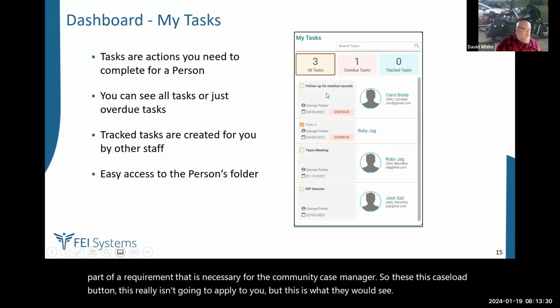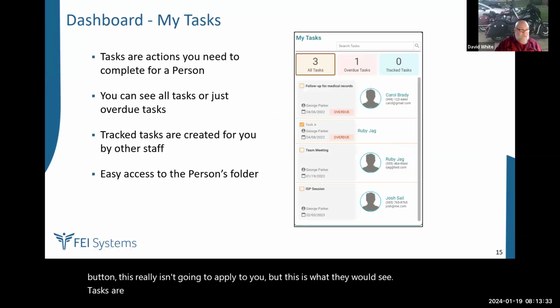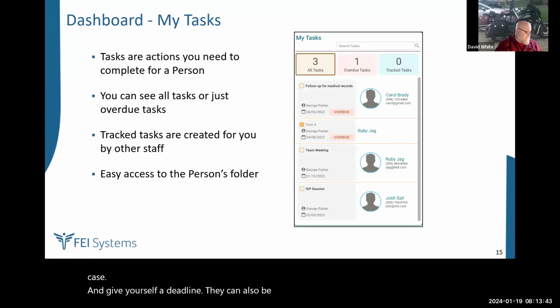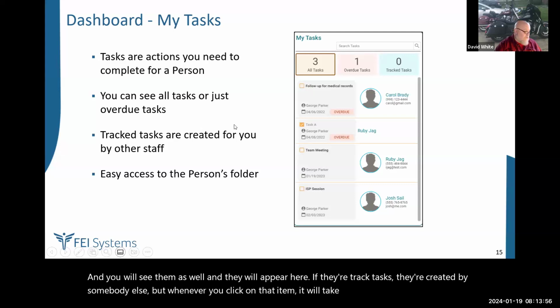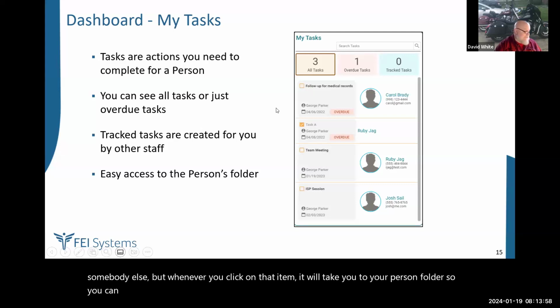Tasks are sort of like tasks in Outlook, with one exception, really. You can create tasks for any case and give yourself a deadline. They can also be created by your supervisor, and you will see them as well. And they will appear here, if they're tasks created by somebody else. But whenever you click on that item, it will take you to your person folder so you can address whatever that task is. So it's immediate navigation. You don't have to go out of here and go back into your queue to find your caseload to go to that particular case.